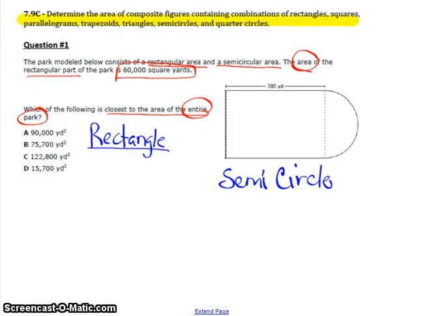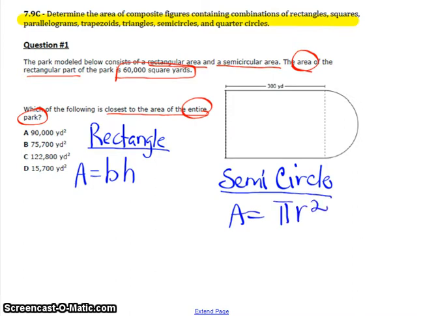Okay, so on your formula chart, the area formula for a rectangle is base times height. The area for a circle is pi r squared, but since it is a semicircle, I am going to need to take that formula and divide it by 2. Now I have the formulas that I'm going to use. Now let's get the information.